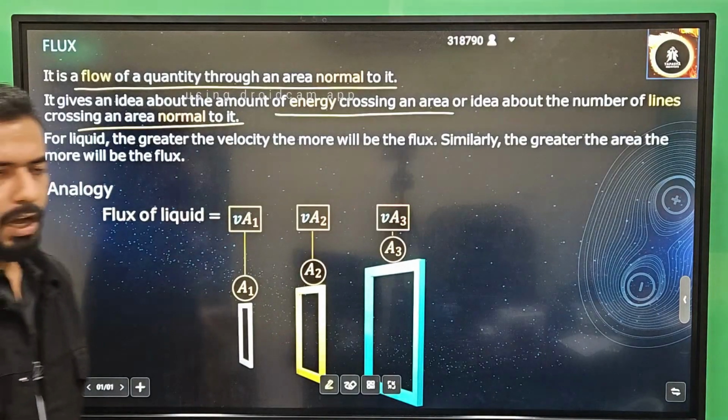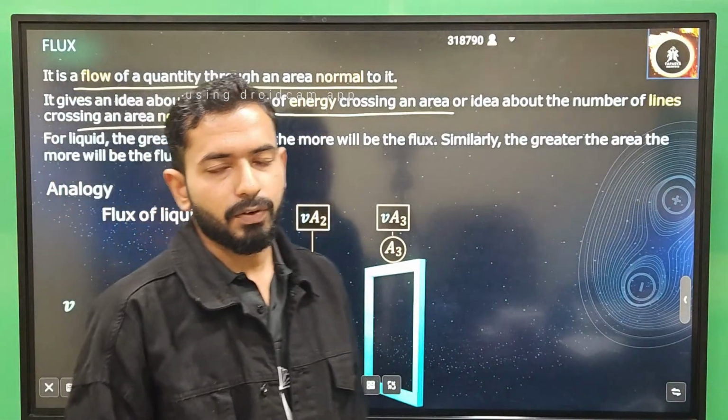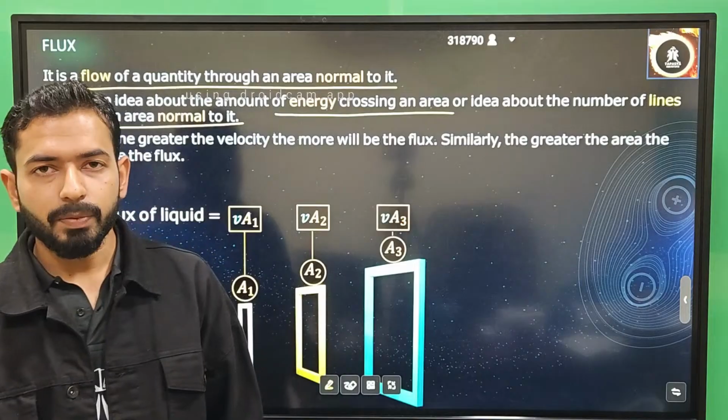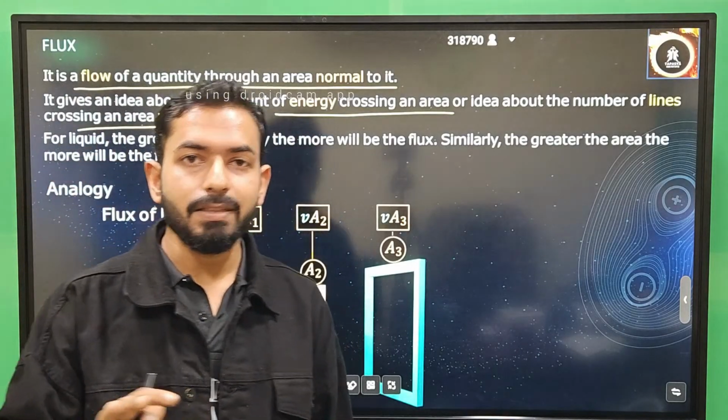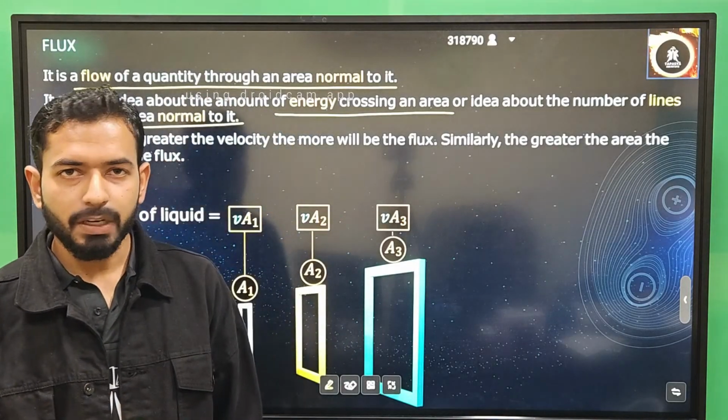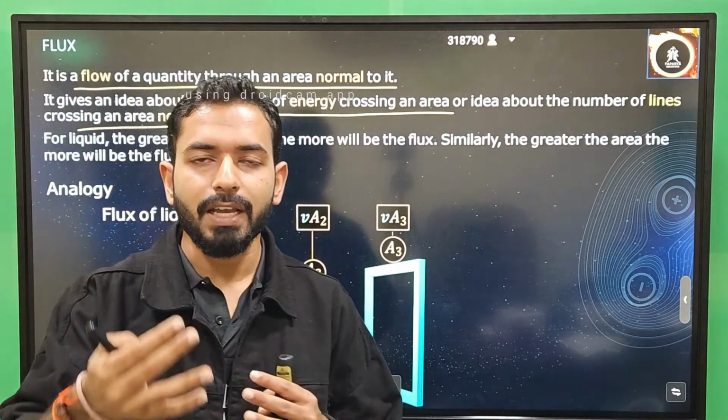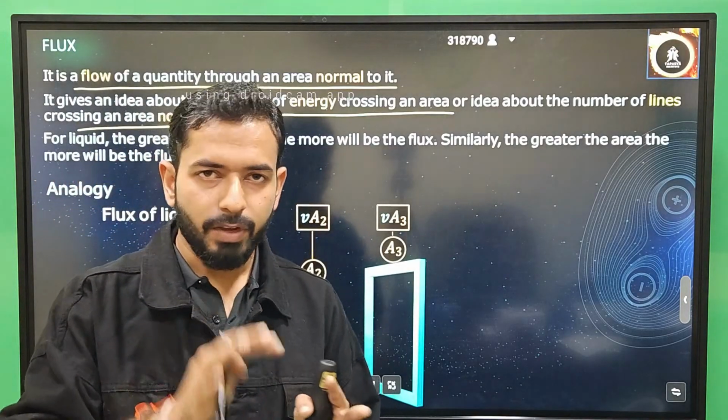It will tell you how much energy is flowing through the cross-sectional area. It will tell you how many lines. Like in fluid mechanics also, we draw fluid lines there. So here also we have electric field lines. So how many electric field lines will be flowing through it? We are going to judge that.